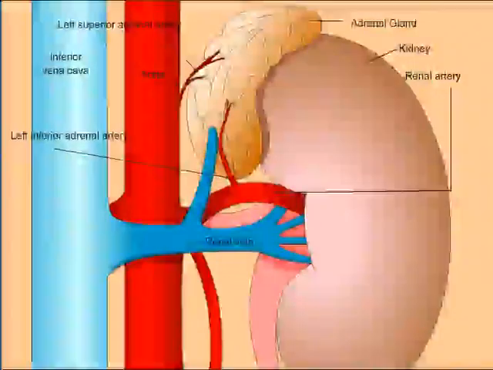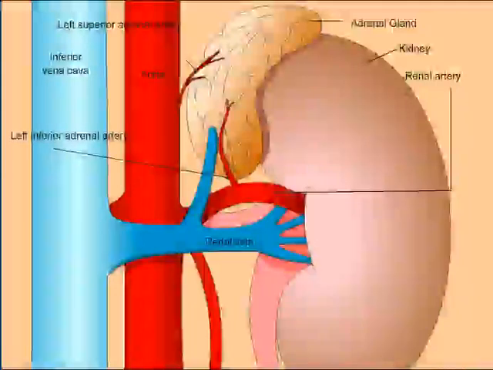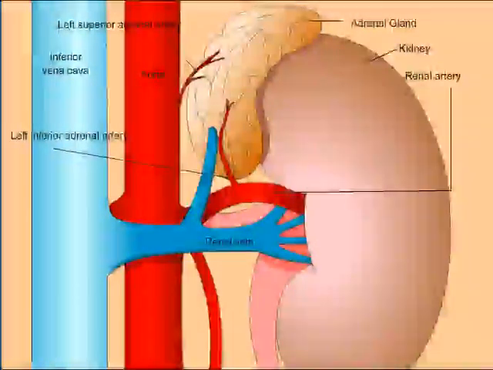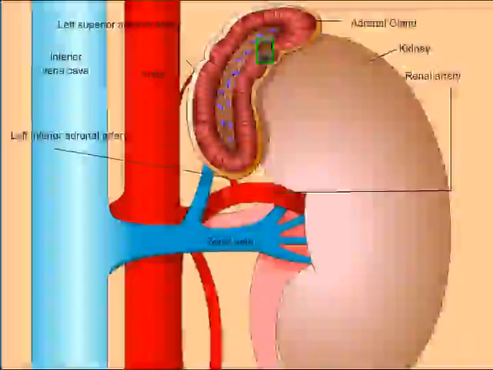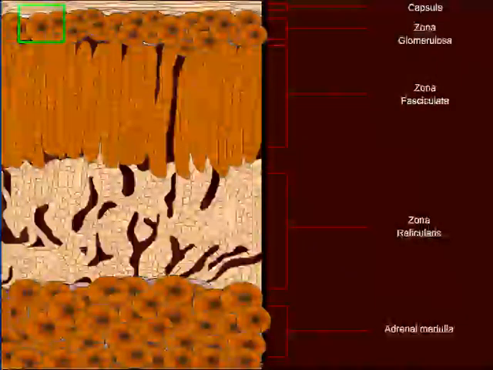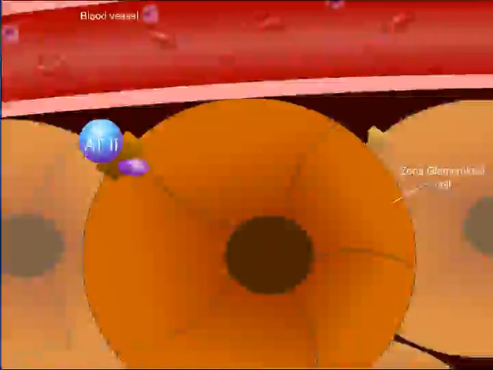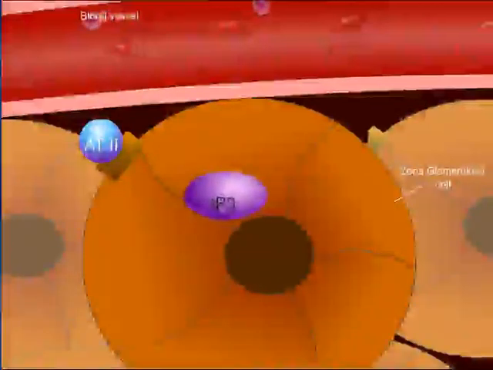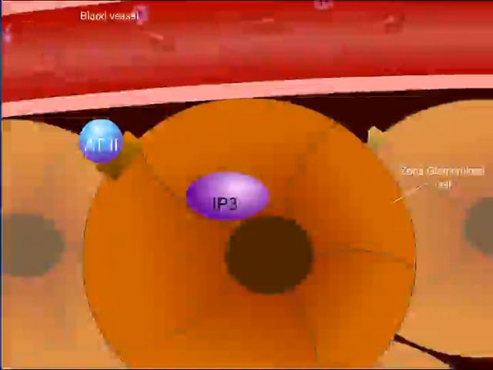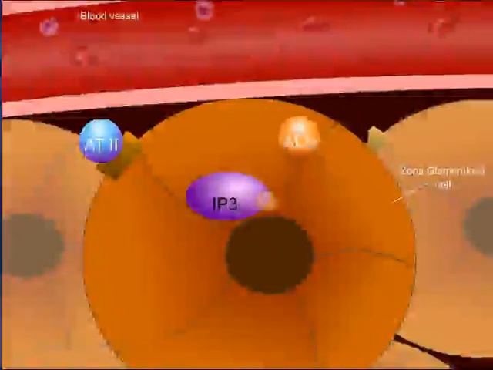The second major effect of angiotensin II to help maintain a normal blood pressure occurs in the adrenal gland. Let's zoom into the adrenal gland, and even further to the zona glomerulosa layer. Here, angiotensin II binds to receptors on zona glomerulosa cells and acts through the IP3, or inositol triphosphate calcium system, to increase the production of aldosterone.